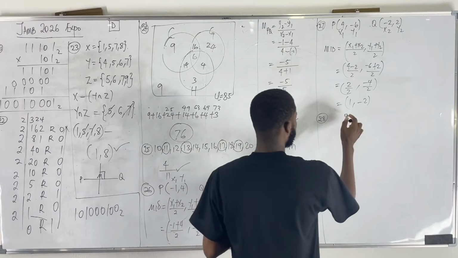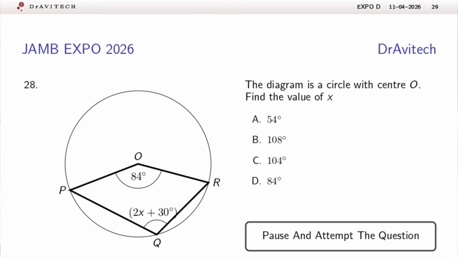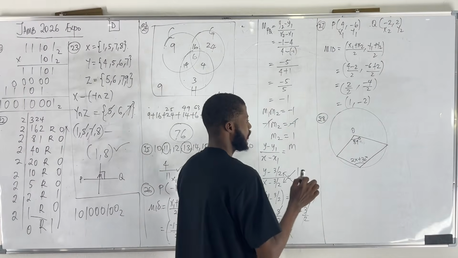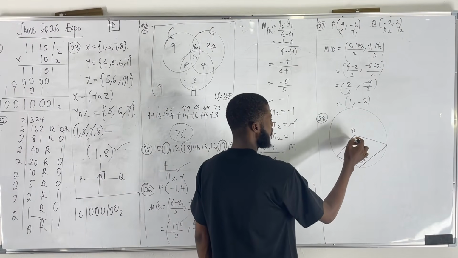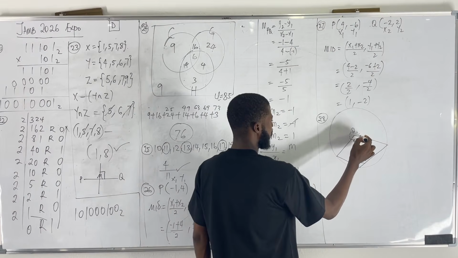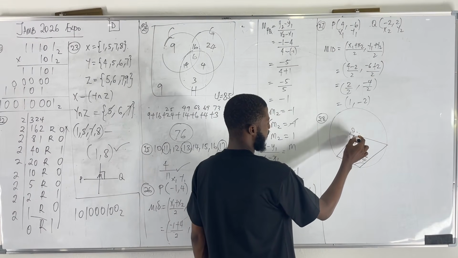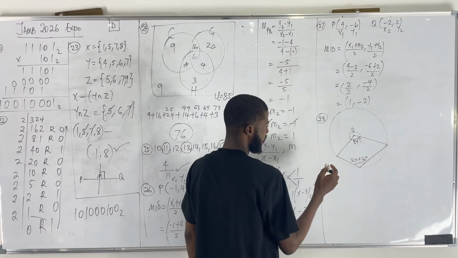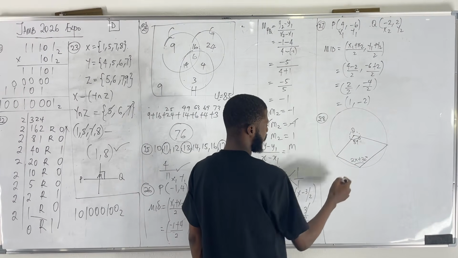So for question 28, we have a circle. It says the diagram is a circle with center O. You have to find the value of x. Alright, so this is the equation. This is what we have. First things first. See what I will do. This is the center. So it means to get this other angle here, this angle at a point, right? So this angle plus this angle must give you 360. So the first thing I will do is to say, let me find this angle here.